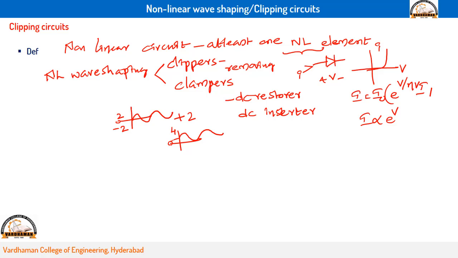Like this we will get. Every value of this particular signal will be taken by this particular 2. That means maximum is 2, 2 plus 2 is 4, minimum is minus 2, minus 2 plus 2 is 0. Like this we will get the entire waveform.